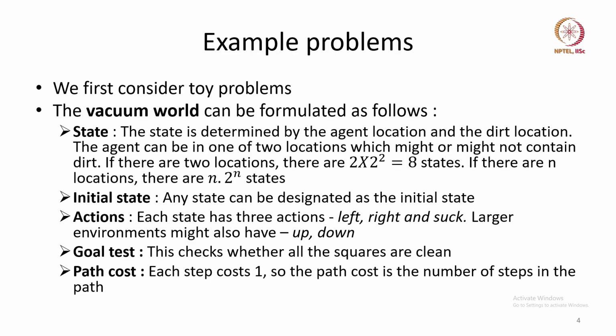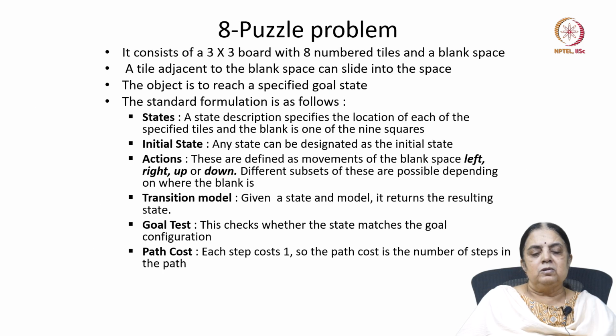For example, suppose it is in room A, and there's dirt in room A and dirt in room B. If it first goes to room B and cleans room B, and then comes back to room A and cleans room A, the path cost will actually be higher than if it first cleans room A and then goes to room B. So it depends on the number of steps that are taken. So that is one problem.